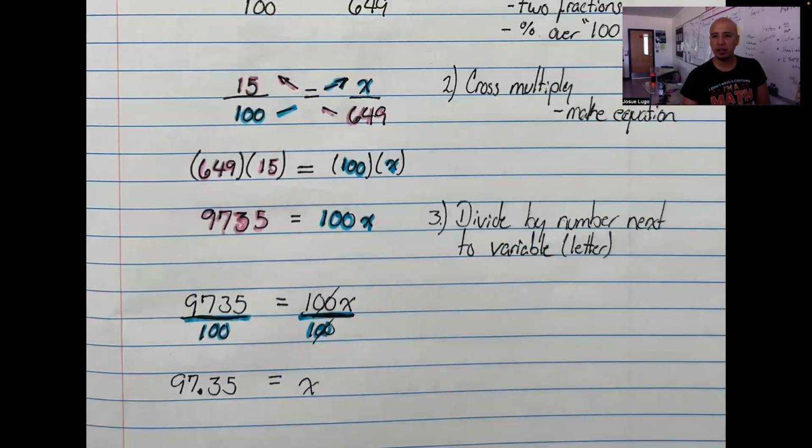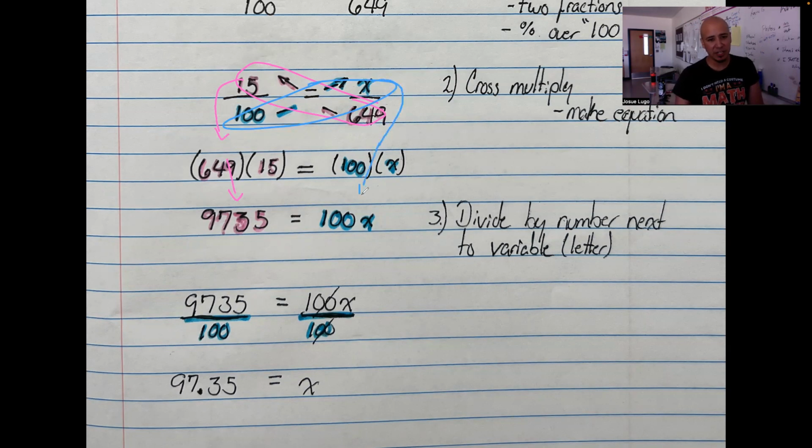We are given 649 times 15. So I'm going to do that cross product. So that's 649 times 15. And when I work that out, I do end up getting 9,735. Okay. And next, I have 100x. All right, so 100x, that just means 100 times something.